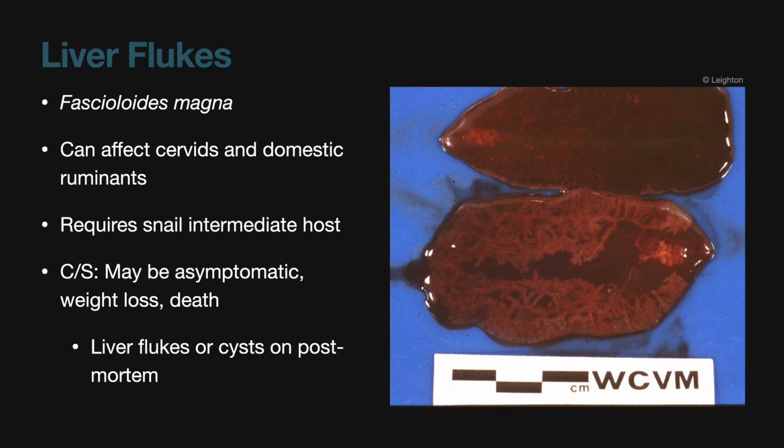Liver flukes in cervids are usually Fascioloides magna. This species can affect both cervids as well as our domestic ruminants. These flukes use snails as an intermediate host. Animals may be asymptomatic with liver fluke infestation, but you may also see weight loss or death. On postmortem, you will see the liver flukes themselves or cysts that the flukes develop in.